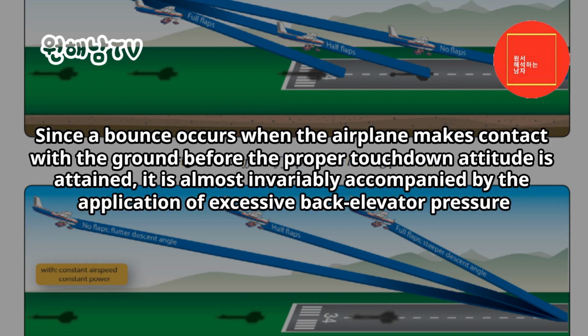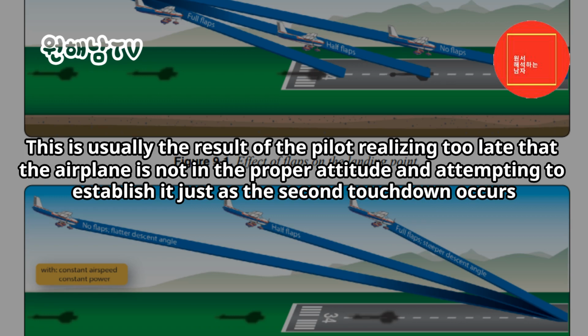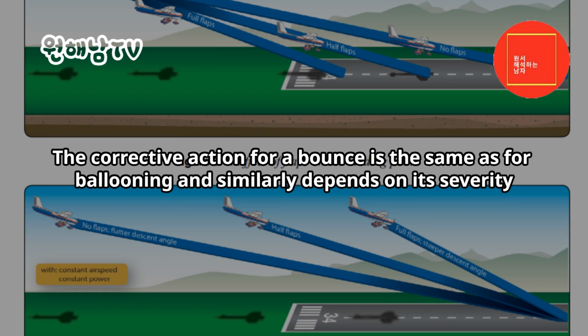Since a bounce occurs when the airplane makes contact with the ground before the proper touchdown attitude is attained, it is almost invariably accompanied by the application of excessive back elevator pressure. This is usually the result of the pilot realizing too late that the airplane is not in the proper attitude, and attempting to establish it just as the second touchdown occurs. The corrective action for a bounce is the same as for ballooning and similarly depends on its severity.